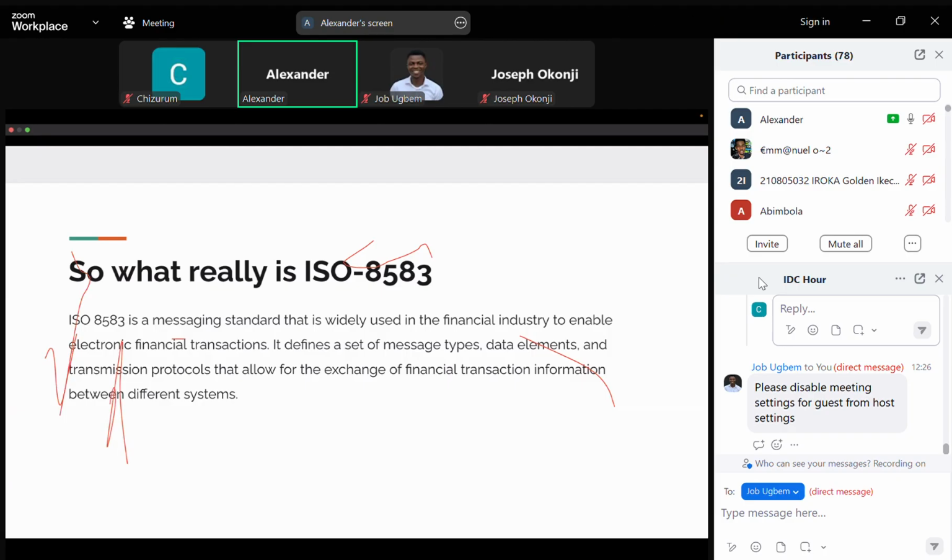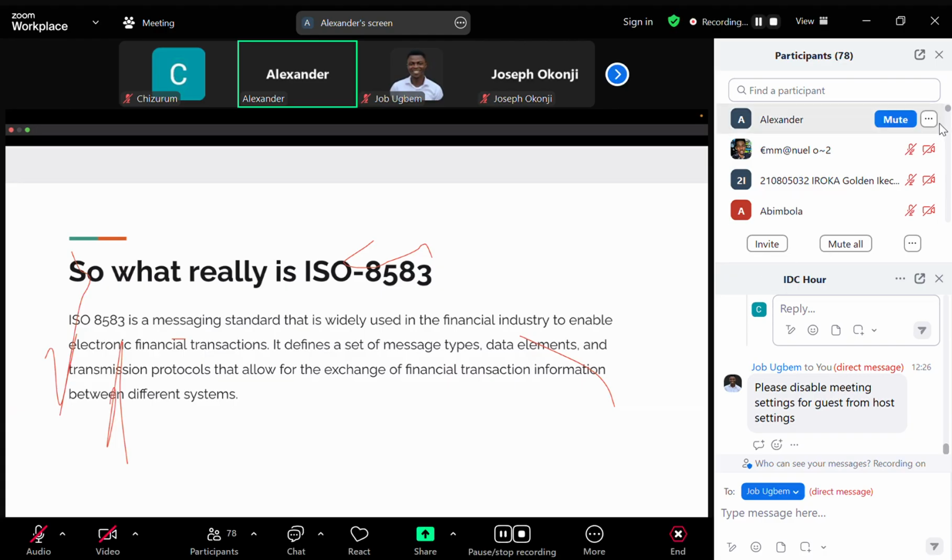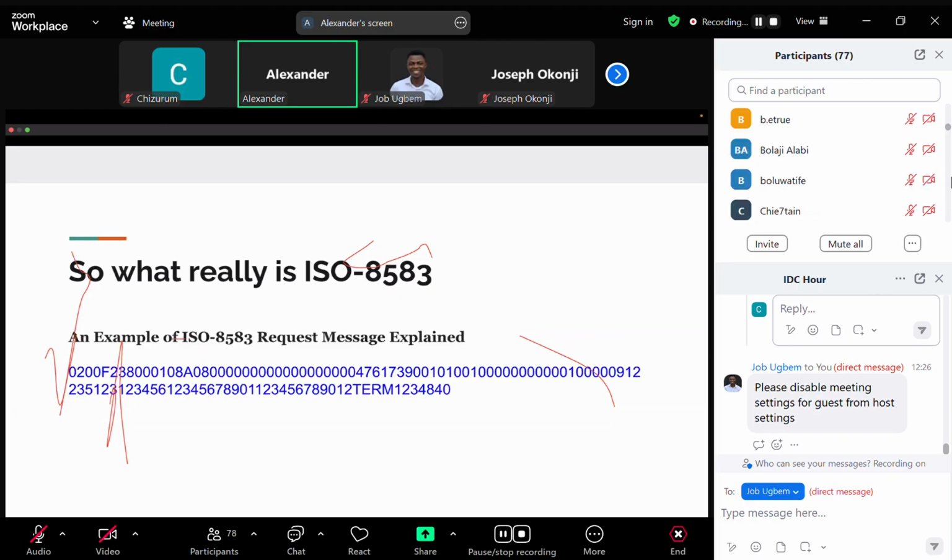It defines a set of message types, data elements, and transmission protocols that allow for exchange of financial transaction information between different systems, right? What does it look like? This is an example of an ISO 8583 message. This is typically a 200 message that has the amount, the terminal ID, and probably the bitmap on it too, and all that, right?